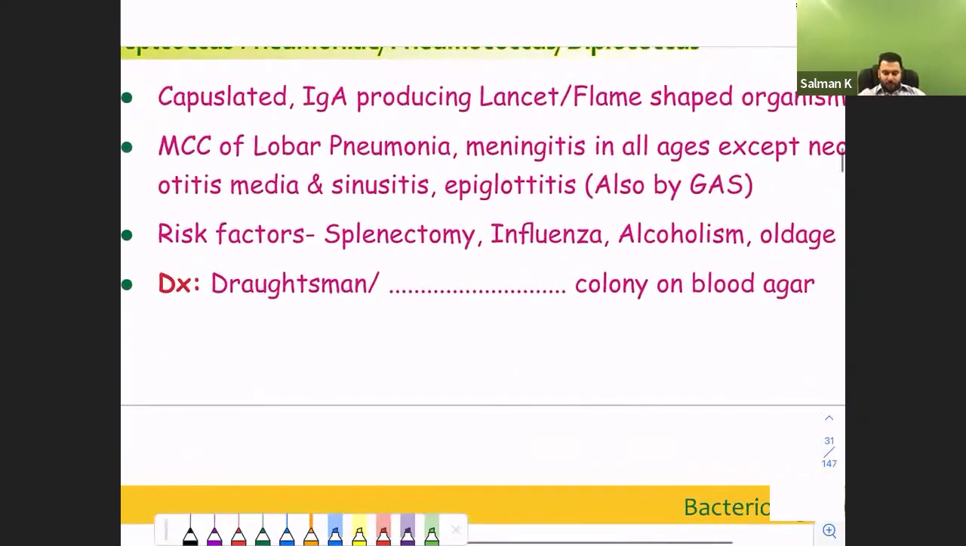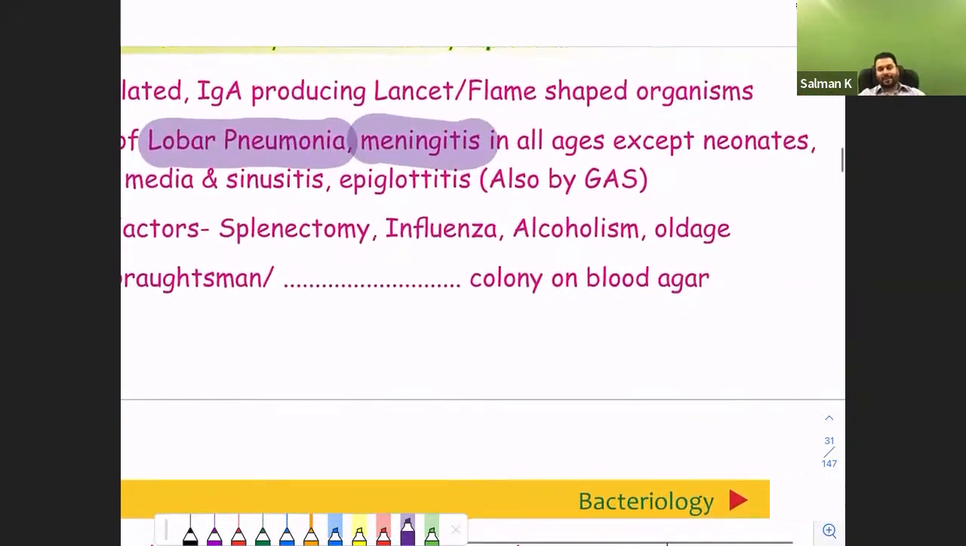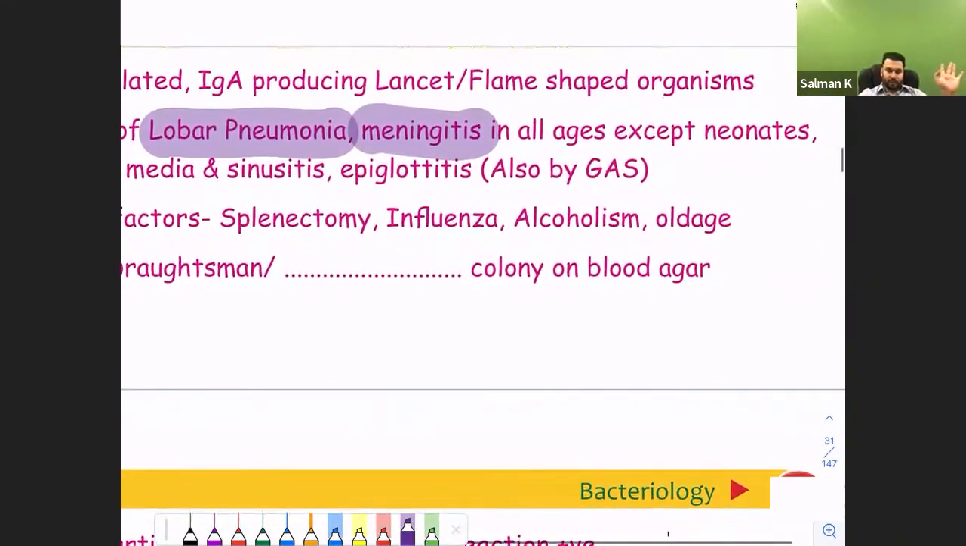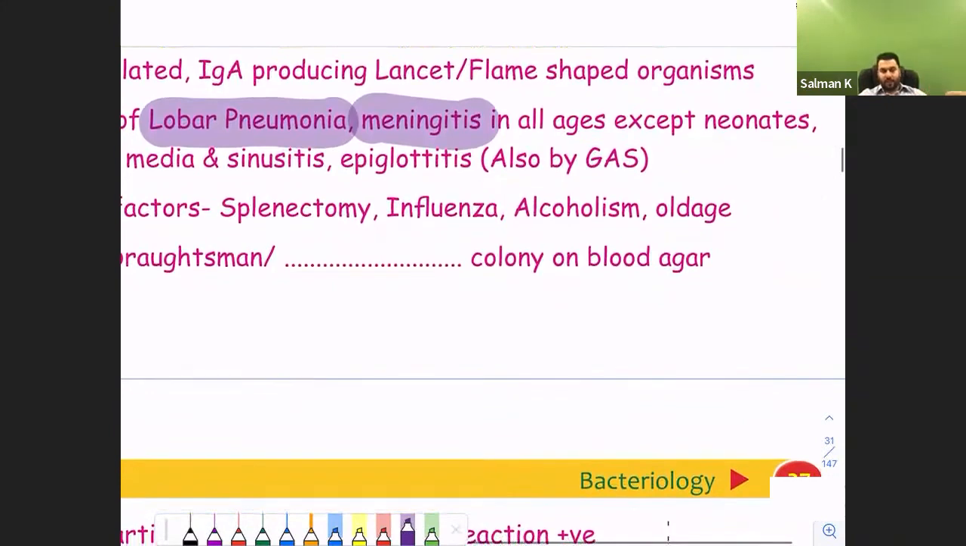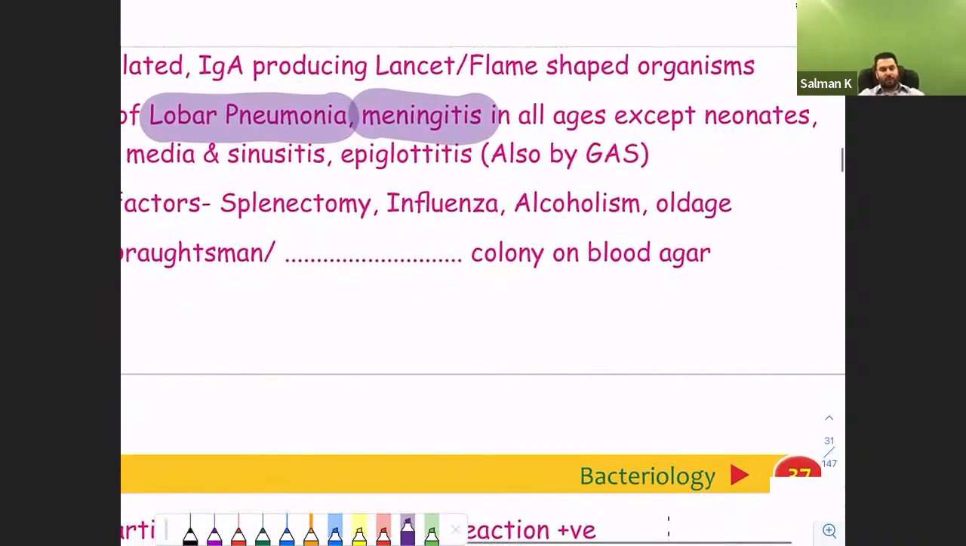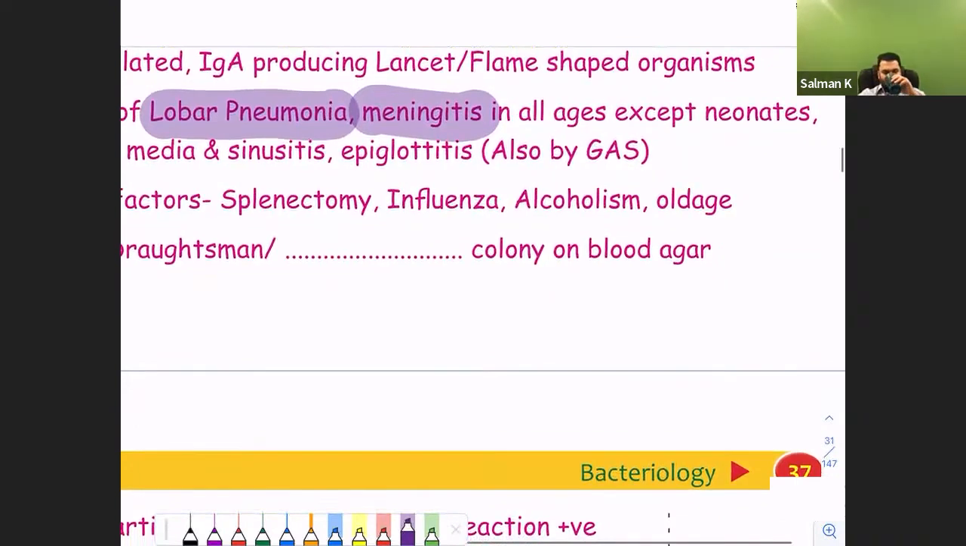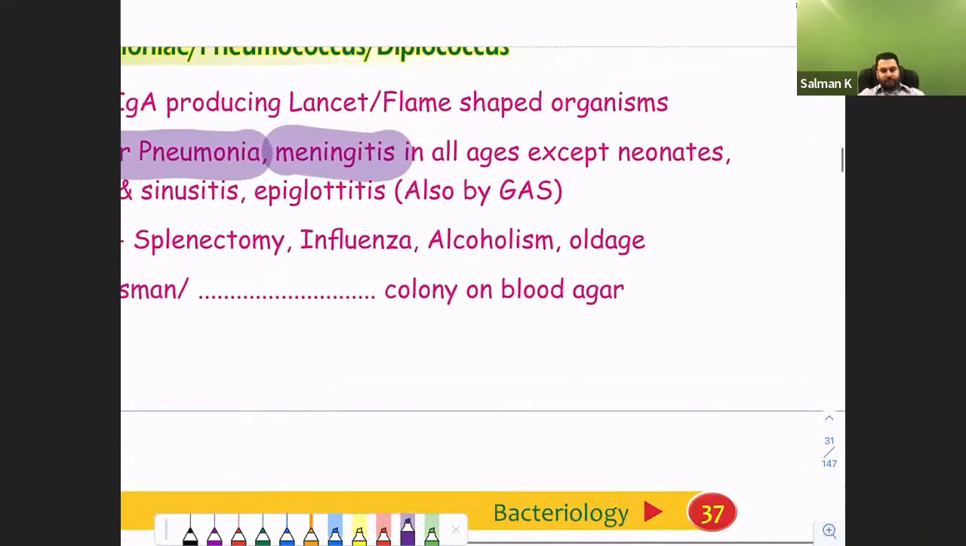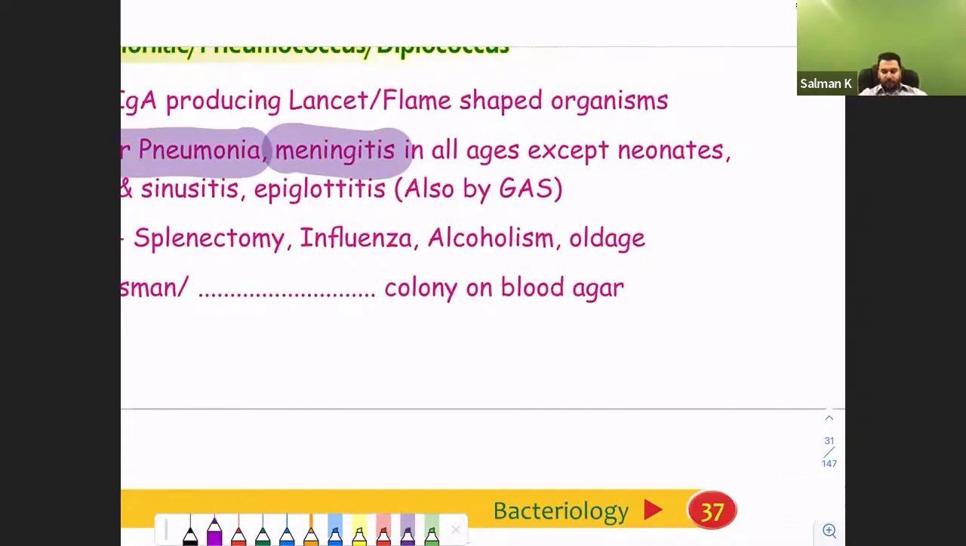Streptococcus pneumoniae, please know this is the most common cause of pneumonia as well as meningitis in all age groups except the neonates. Okay, all age groups except which one? Neonates. You should know this. Then who is important in the neonates? Klebsiella. Klebsiella organism is the most important for neonatal meningitis.